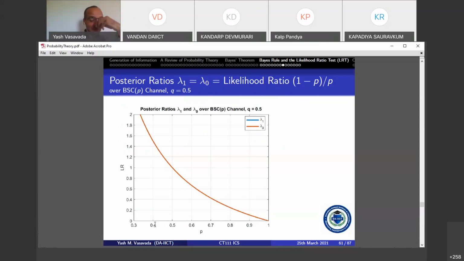Now, I want to show you certain graphs by which we will see the values that lambda 1 and lambda 0 take as a function of p. Remember, p is the crossover probability of the binary symmetric channel. And remember, what is the measurement yardstick? We want to compare both lambda 1 and lambda 0 against the value of 1.